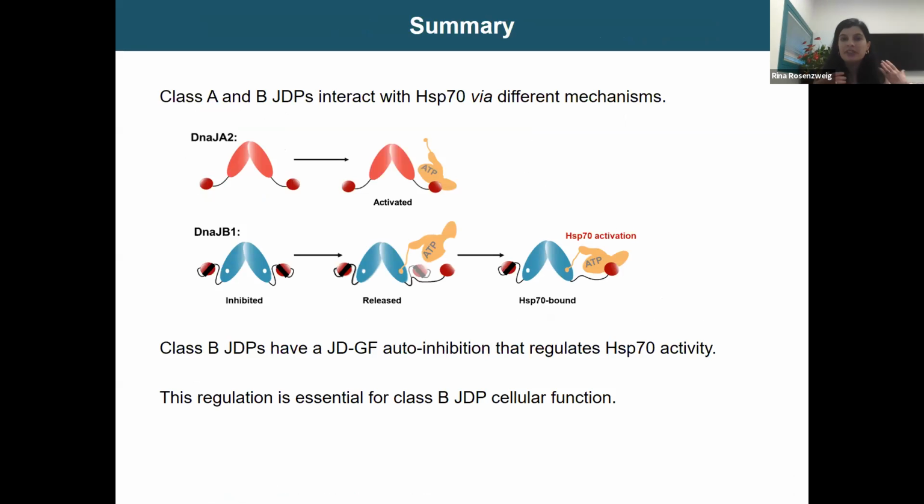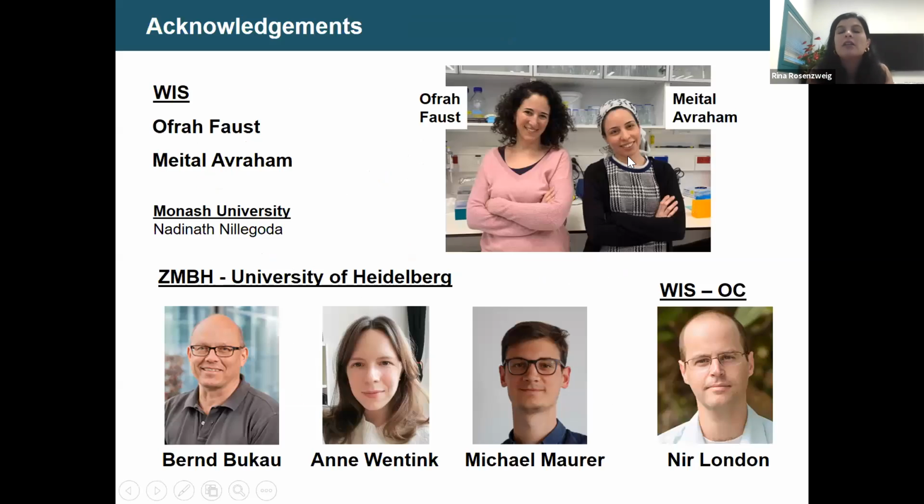And in the grand scale of things, we see that two J-domain proteins that are structurally very similar actually interact with HSP70 and activate HSP70 for two different mechanisms. And we see that this presence of the GF inhibition, which is only found in class B J-domain proteins, is essential for the class B function, which is mainly protein disaggregation in the cell. And with that, I would end.